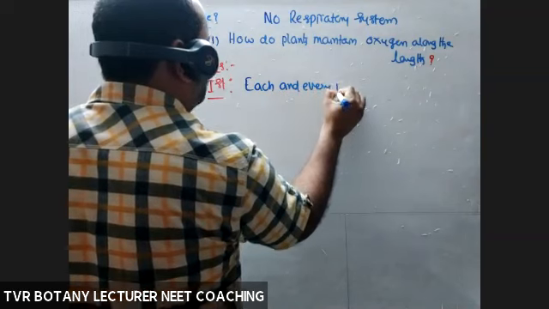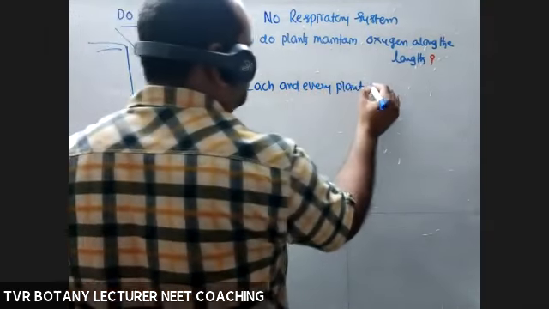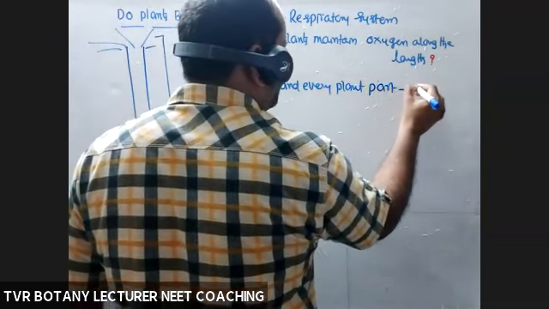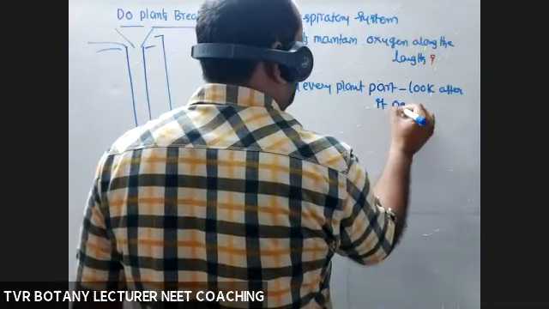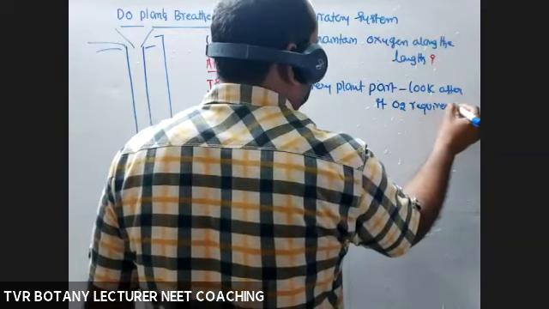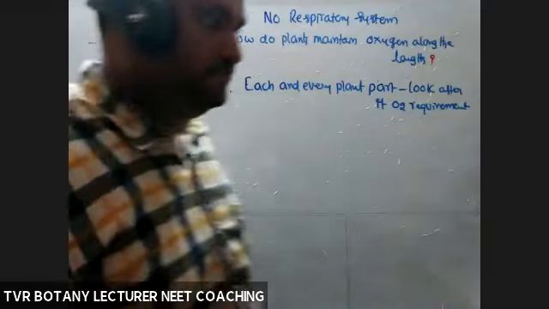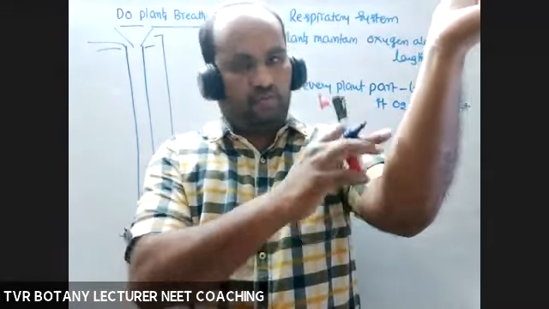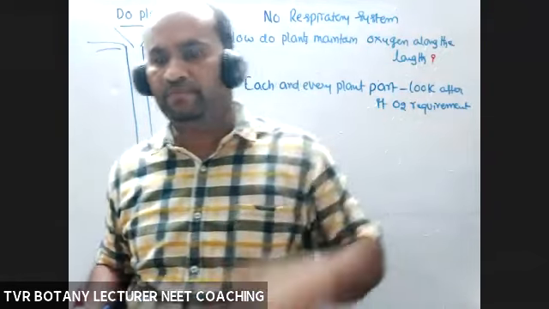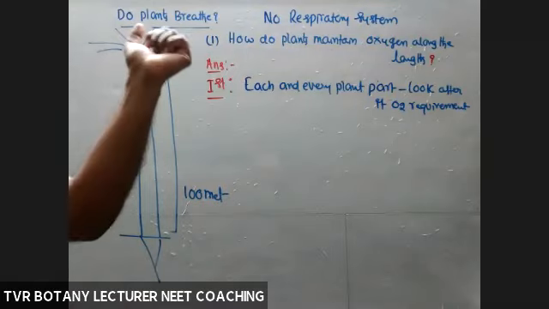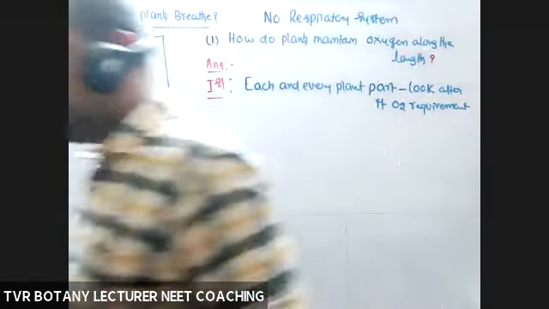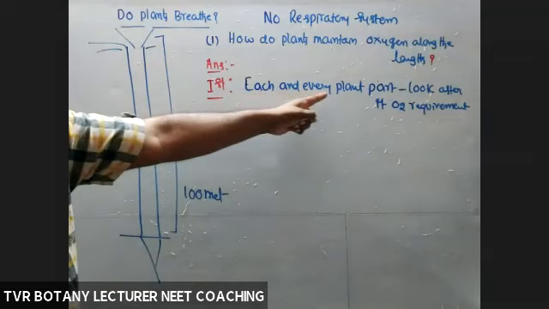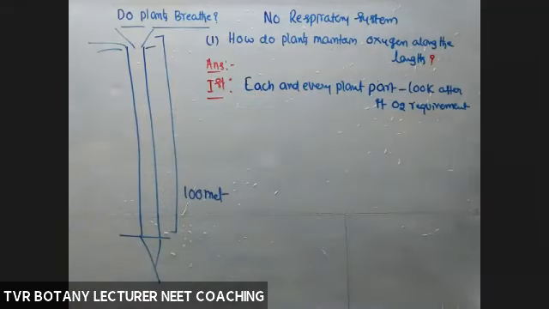Each and every plant part is able to look after its O2 requirement. See, for example, in our body, hand: is it able to look after its O2 requirement? Is it able to take up oxygen from the environment? No. Compulsorily, the hand depends on oxygen available in the blood, with the help of the lung. But each and every plant part is able to look after its O2 requirement. How? We will discuss that.